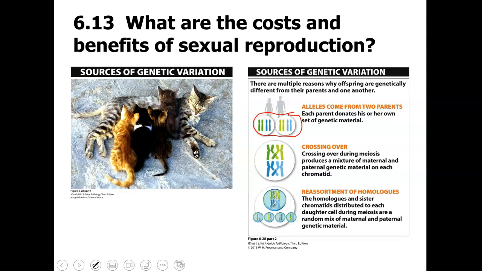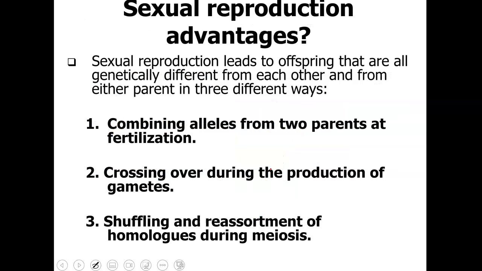On top of that, you're going to have the crossing over that occurs. And so then they can mix up their genes even more. And then you have reassortment. And so they randomly align up across the equator of that cell when it's going through division. And so it randomly pulls one set of sister chromatids to one side and one set to the other side. And so sexual reproduction is going to lead to offspring that are all genetically different from each other and from either parent in the 3 different ways that we just looked at.